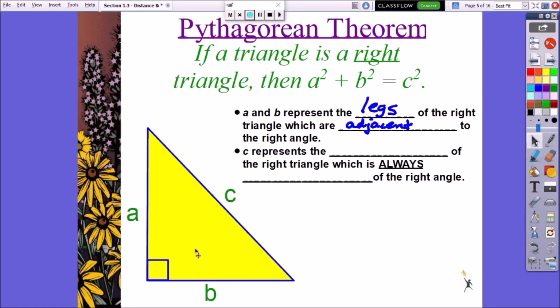Now, does it really matter where the A and the B go in this triangle? Could B be this vertical piece and A be the horizontal piece? Absolutely. But the C must be this particular side.